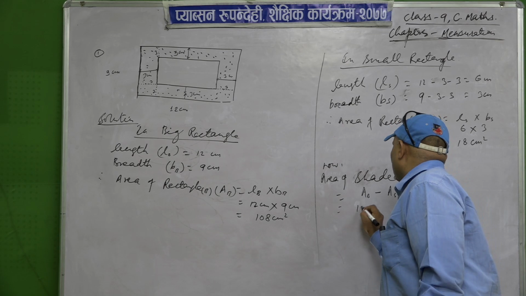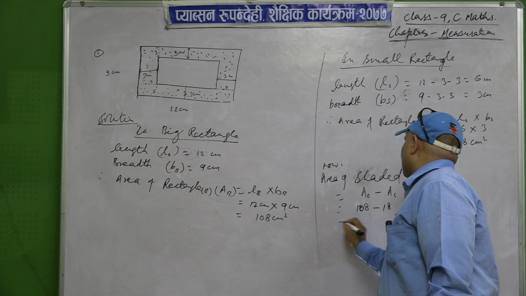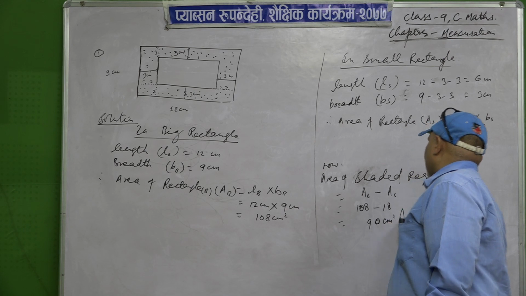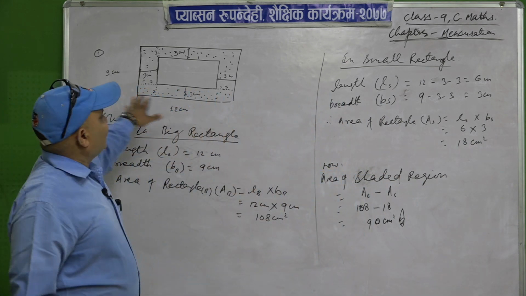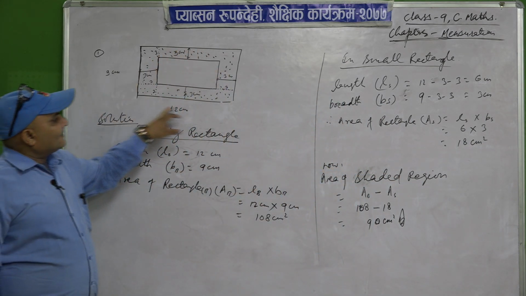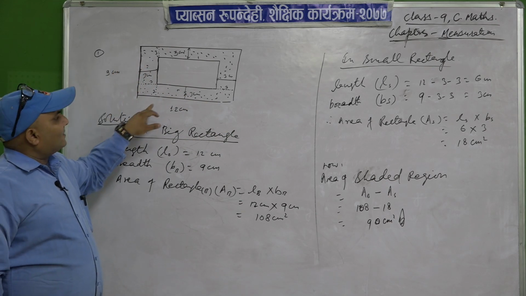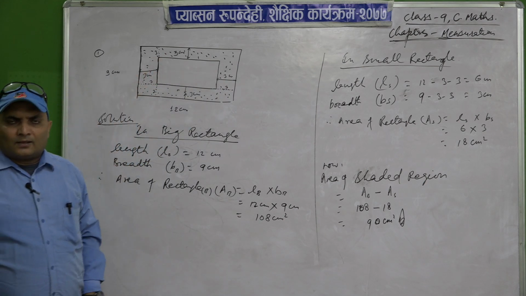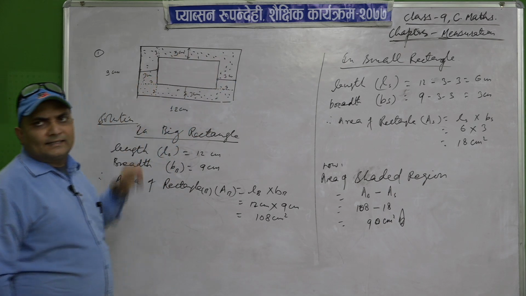Area of big rectangle is 108 minus 18. 8 minus 8 is 0, 10 minus 1 is 9. 90 centimeter square. So in this way we can find out area of the shaded region here when length and breadth of the big rectangle is given and including the common width of the rectangle. Okay. So in this way we can find out this shaded region.